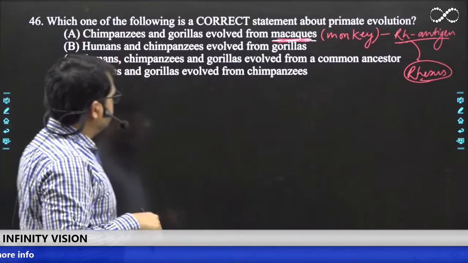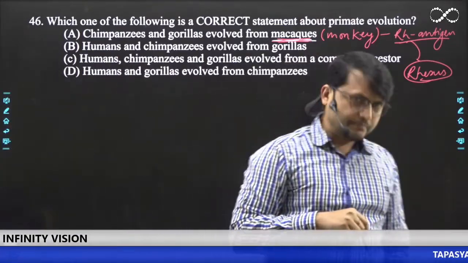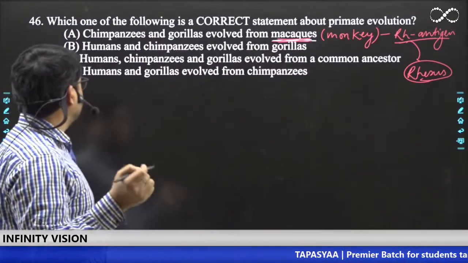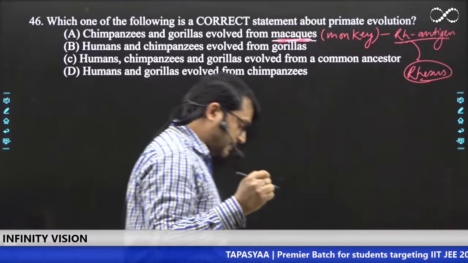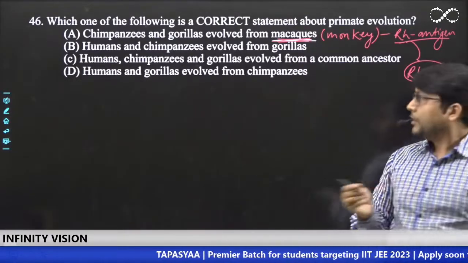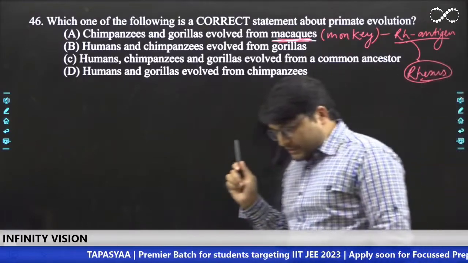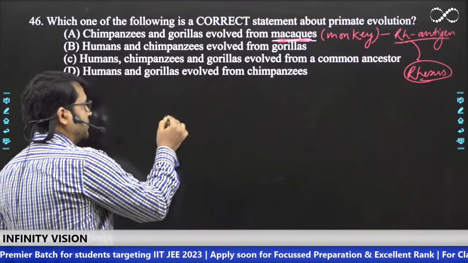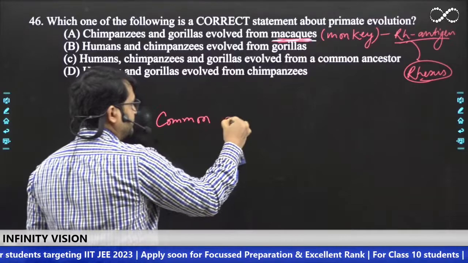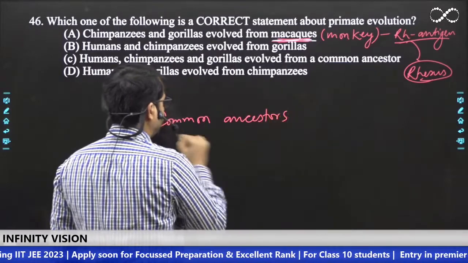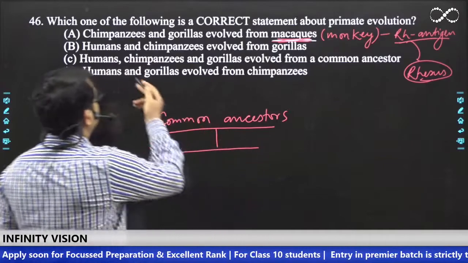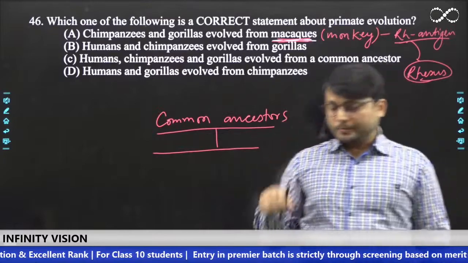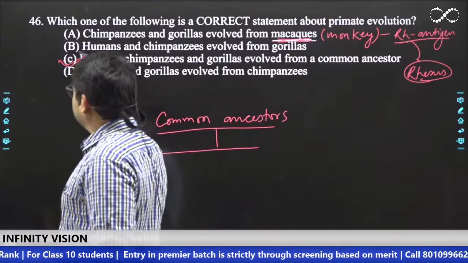The second option says humans and chimpanzees evolved from gorillas. The third says humans, chimpanzees, and gorillas evolved from a common ancestor. And the fourth, option D, says humans and gorillas evolved from chimpanzees. Let's see. It has never been the case that we evolved from chimpanzees. In fact, there was a common ancestor that gave rise to the humans, chimpanzees, and even the gorillas, the great apes. So option C is the correct one.